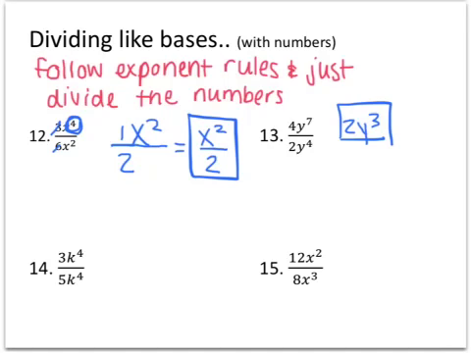What's 3 over 5? Can you simplify that? 3 over 5? No, it just stays 3 over 5. What's k to the 4th over k to the 4th? It's nothing. Well, it's 1 technically, but they just cancel out. So we don't have any k's. We just have 3 over 5.